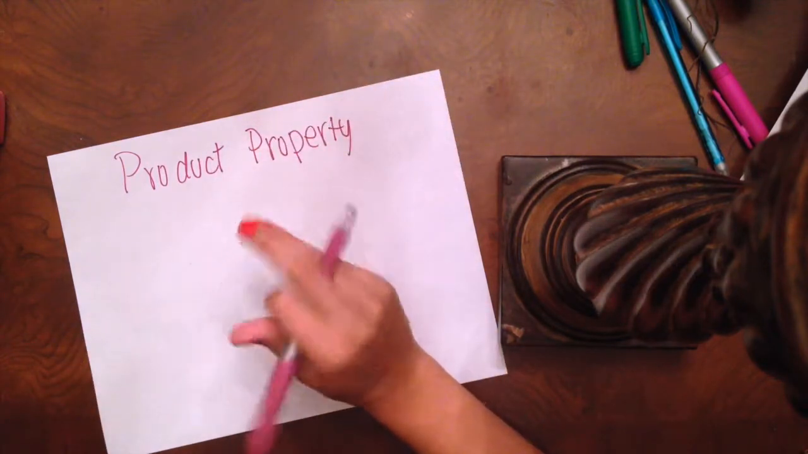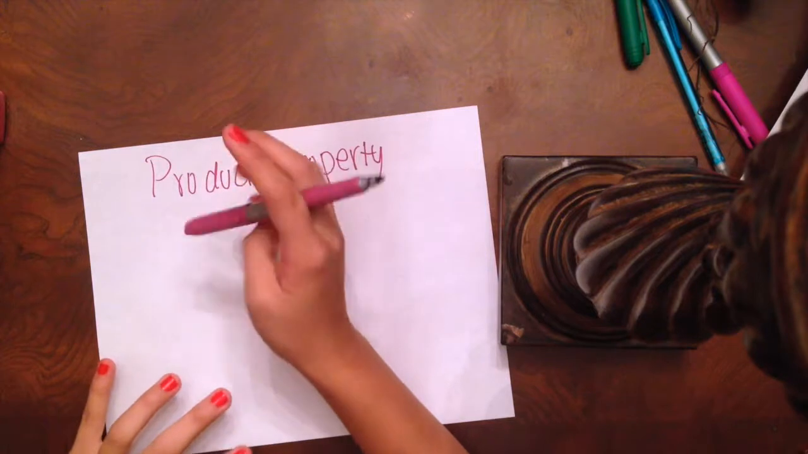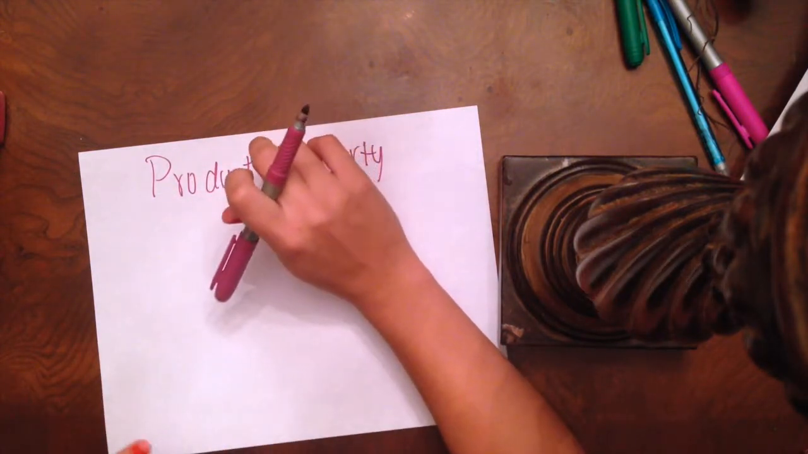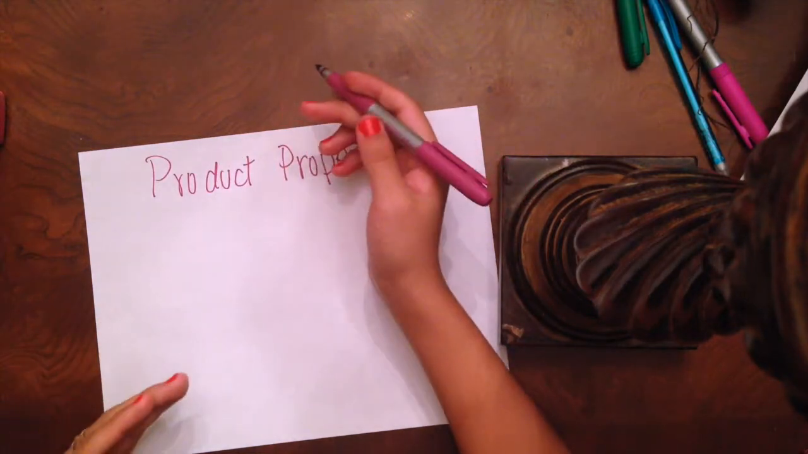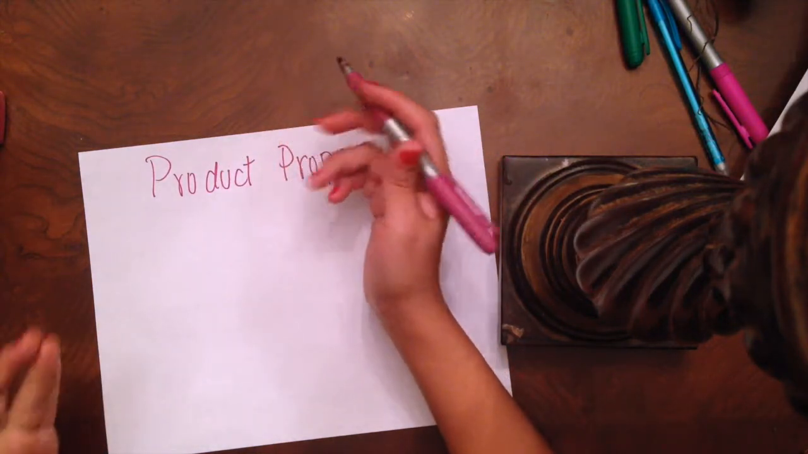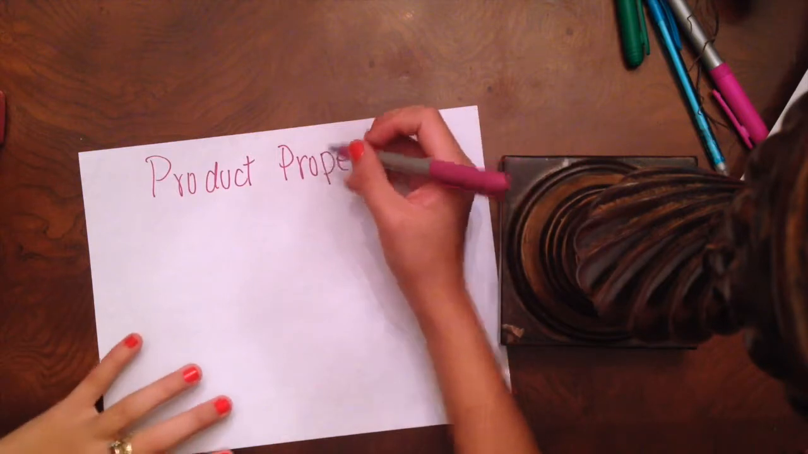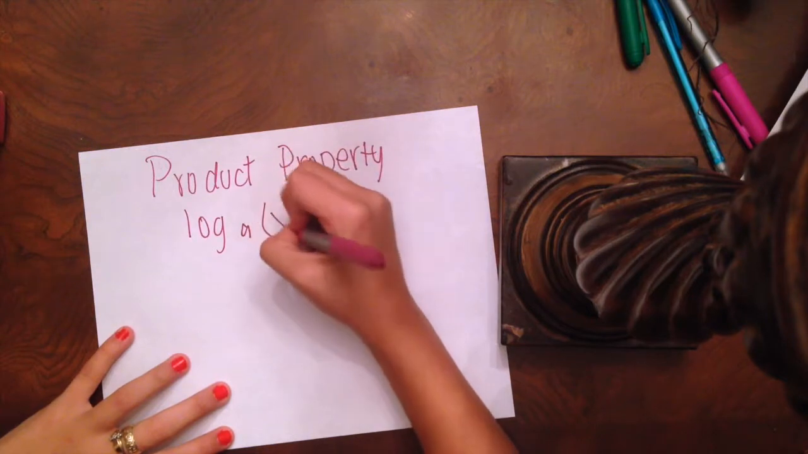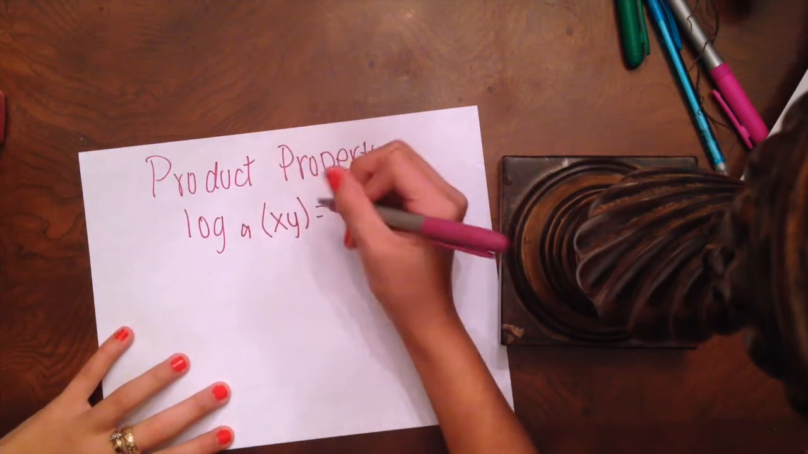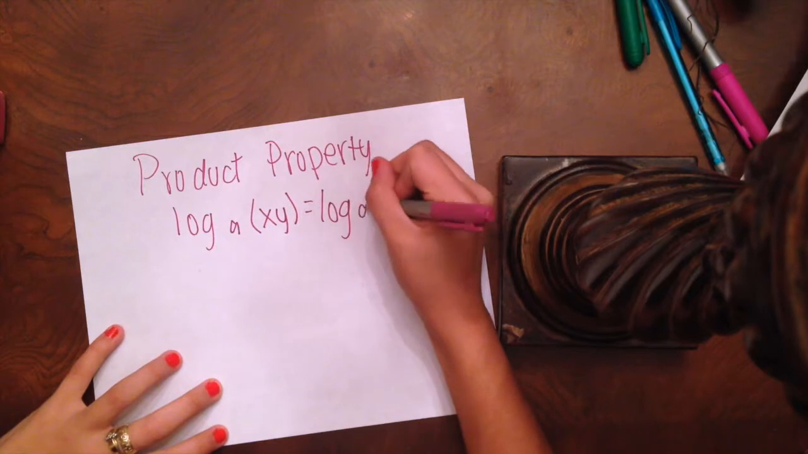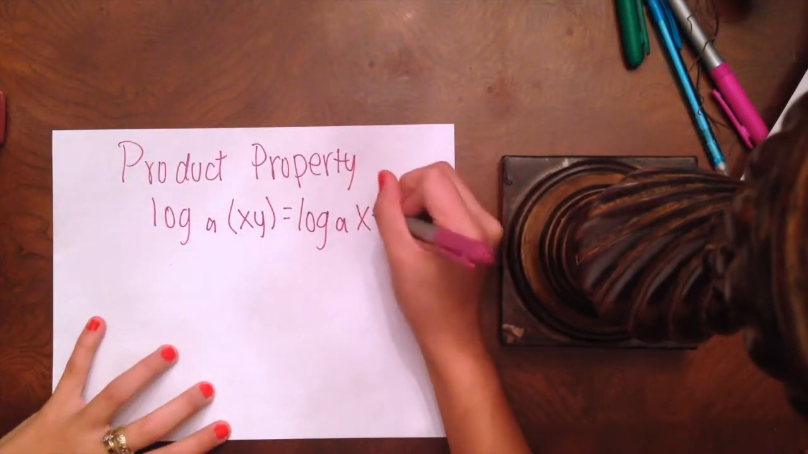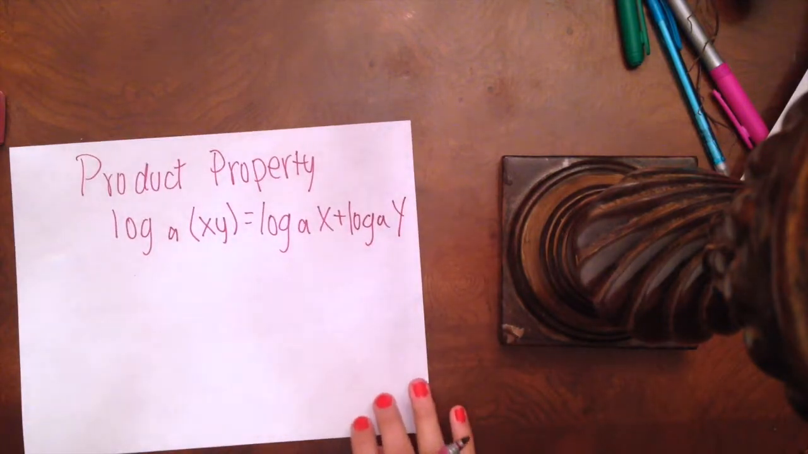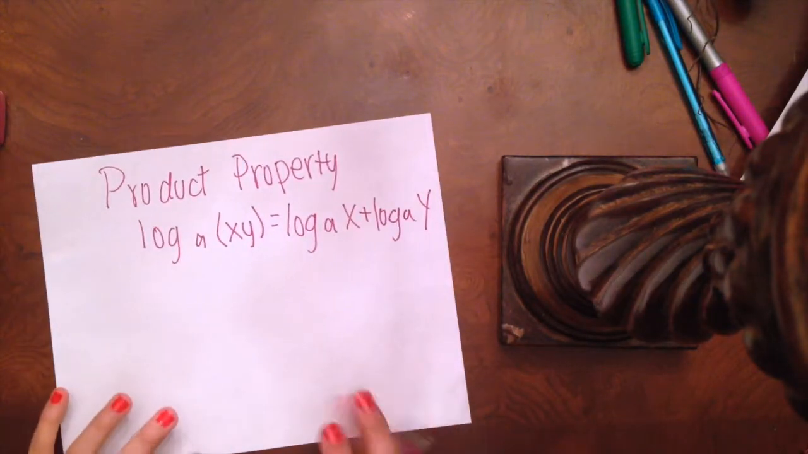And this formula is used when two numbers x and y that are being multiplied by each other can be split into two separate logs, a log of each of the factors being added together. So let me show you this formula. It's log a of xy equals log a of x plus log a of y. Okay, so let me show you an example now.